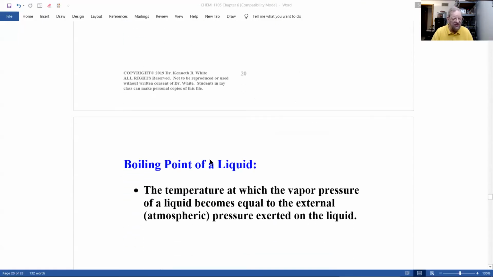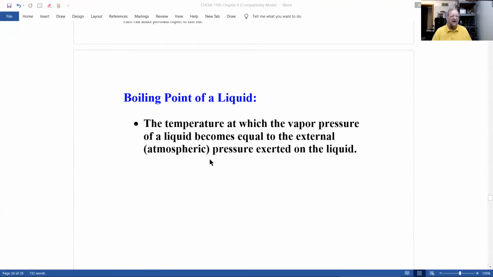Now, there's something called the boiling point of a liquid. I won't ask the definition, but you should understand it. I'll explain why. The boiling point of a liquid is the temperature at which the vapor pressure of the liquid becomes equal to the external pressure, which we call the atmospheric pressure, exerted on the liquid.